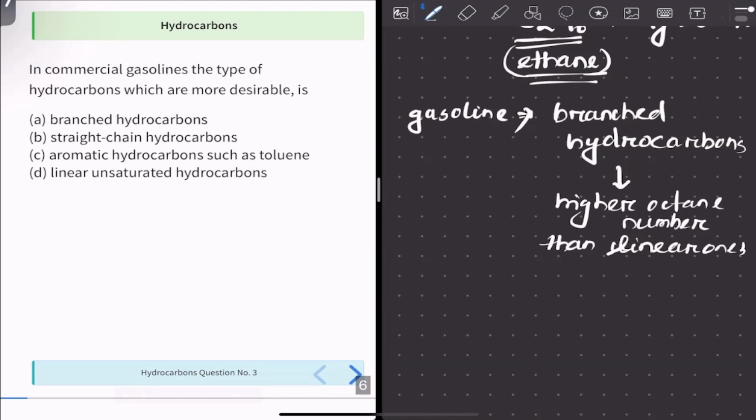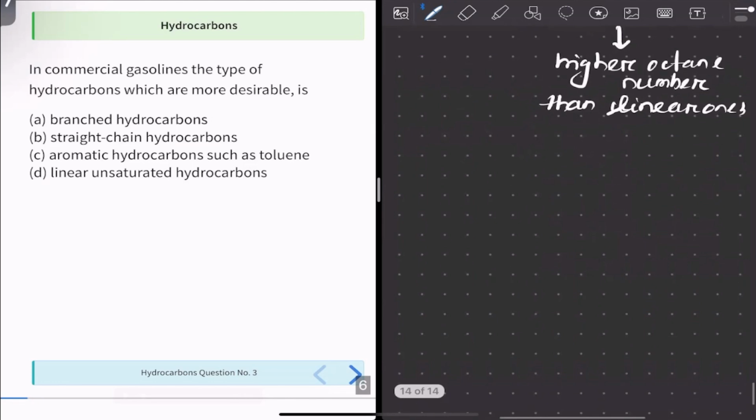What is octane number? For now, you just remember octane number. The higher the octane number, the more efficient or more combustible the fuel is. Okay. So we need more efficient fuels, more combustible fuels. So we'll choose higher octane number fuels. So we will use branched hydrocarbons as a fuel or gasoline here. Here options are given: branched hydrocarbons, straight chain hydrocarbons, aromatic hydrocarbons such as toluene, linear unsaturated hydrocarbons. So option A will be correct.